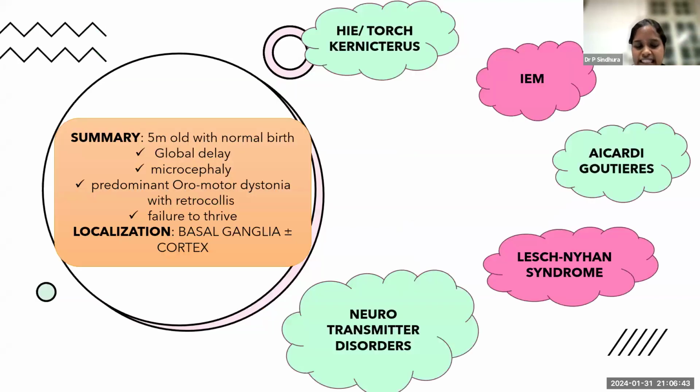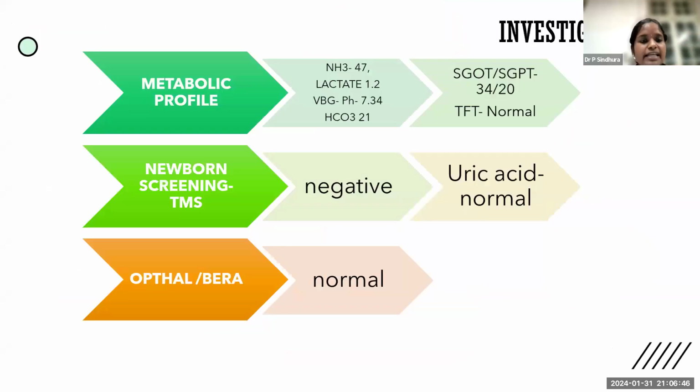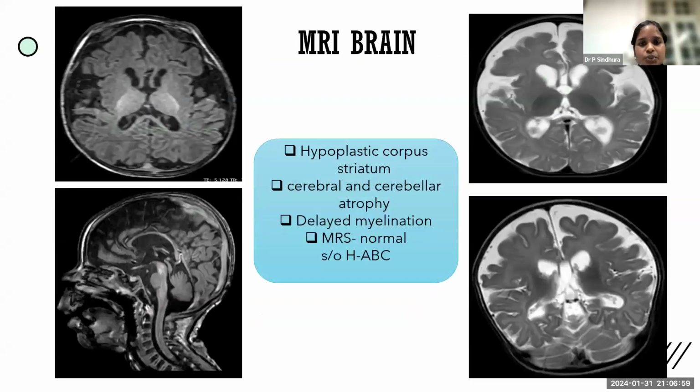With all these differentials in mind, we went ahead with the investigations. His metabolic profile was normal, with normal ammonia, lactate, VBG, SGOT and PT. Newborn screening with TMS was negative. Uric acid was normal. Ophthal and BERA were normal. We also did his MRI brain, which showed hypoplastic corpus striatum, cerebral and cerebellar atrophy, delayed myelination, subtle delayed myelination in terms of absence of subcortical occipital white matter myelination. The MRS of the child was normal. Radiologically, it was suggesting HABC, hypomyelination with atrophy of basal ganglia and cerebellum.